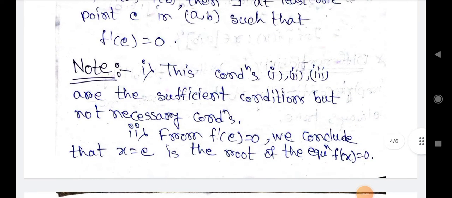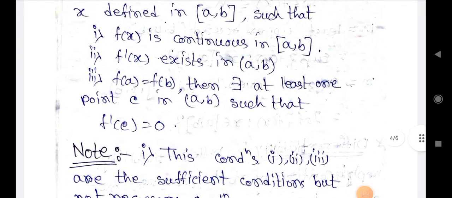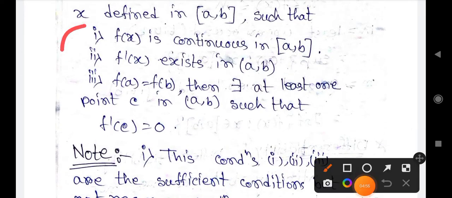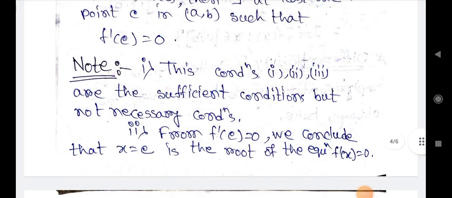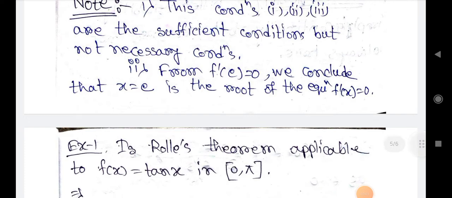Here I put a note. Number 1, these three conditions above are sufficient conditions but not necessary. Number 2, from f'(c) equals 0, we conclude that x equals c is a root of the equation f'(x) equals 0.